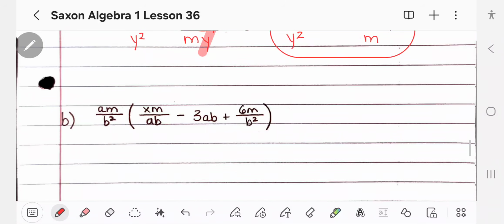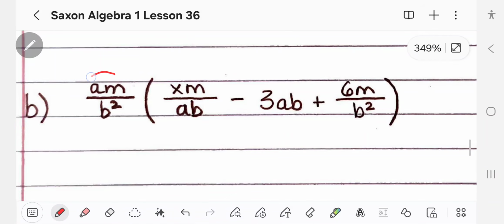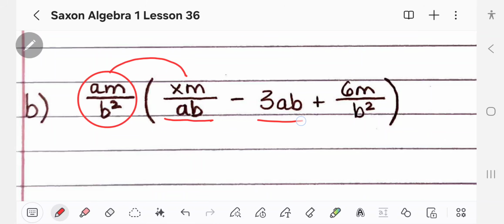Here's B. All right, we're going to multiply this factor on the outside times the first term. And then we'll get to these other terms in just a second. There are 3. We're going to do AM times XM, which is going to be AM squared X. And then we've got B squared times AB. So you'll still have the A. And then the B squared times the B is B cubed. And you can already see we're going to be able to simplify some here.